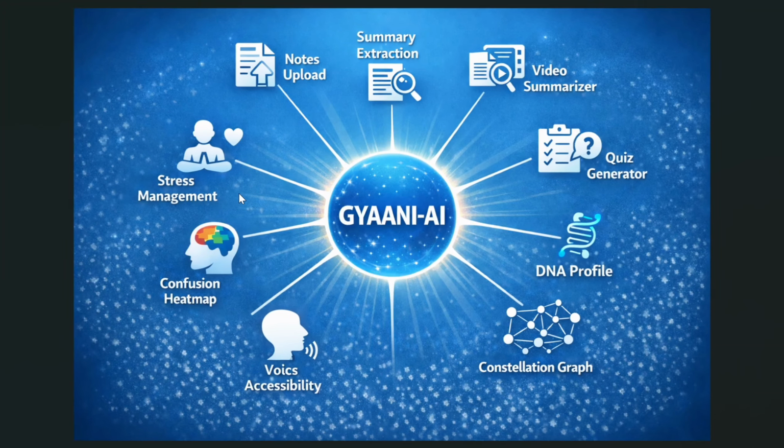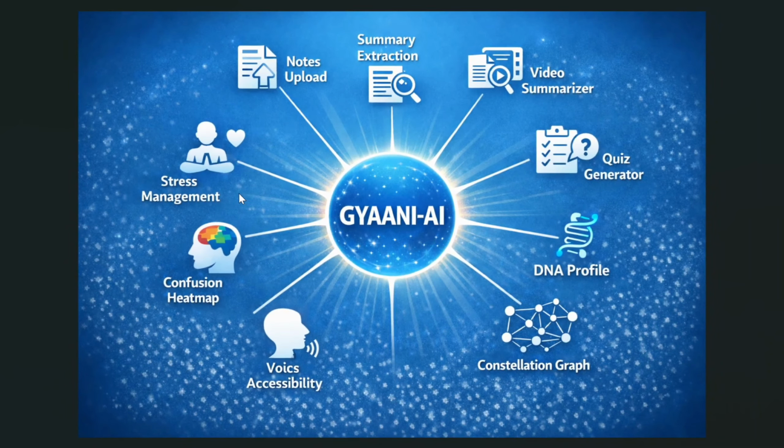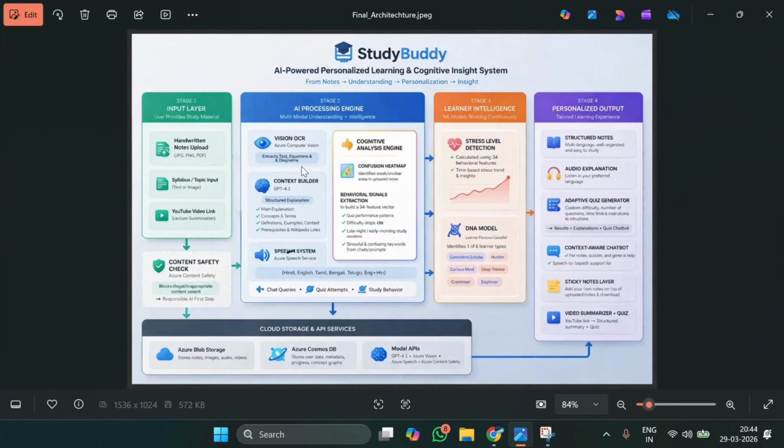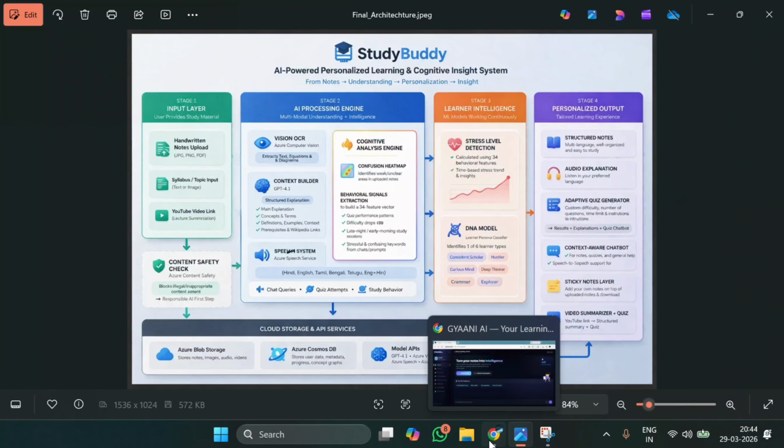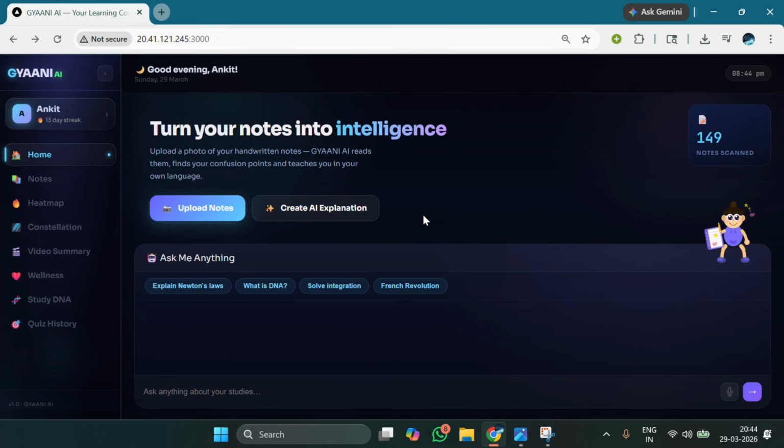And moving ahead, this is the architectural flowchart followed by our website. The user can begin by uploading a handwritten note, an overview of his syllabus, or by providing a YouTube link. And it is only after a successful content safety check that the services like cloud storage and AI processing are used. And the models that I discussed are proactively getting updated features and learn the user.